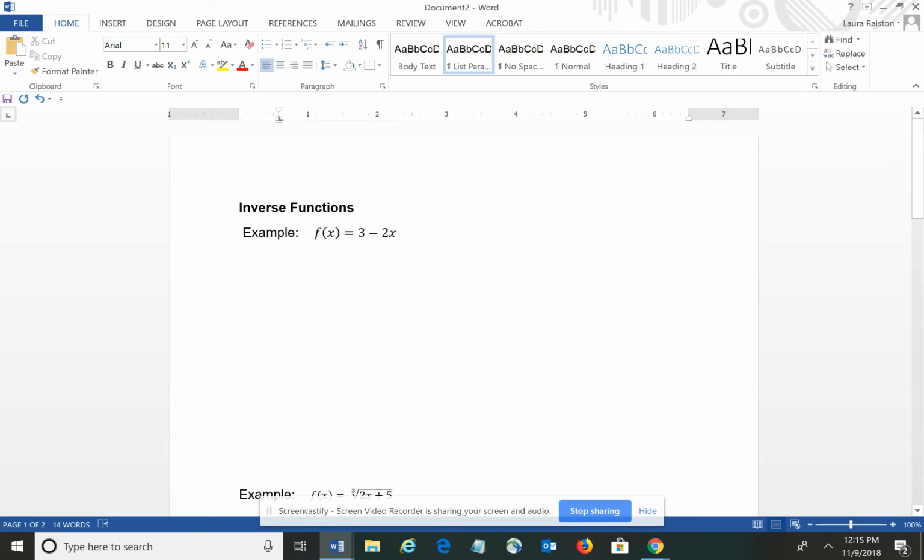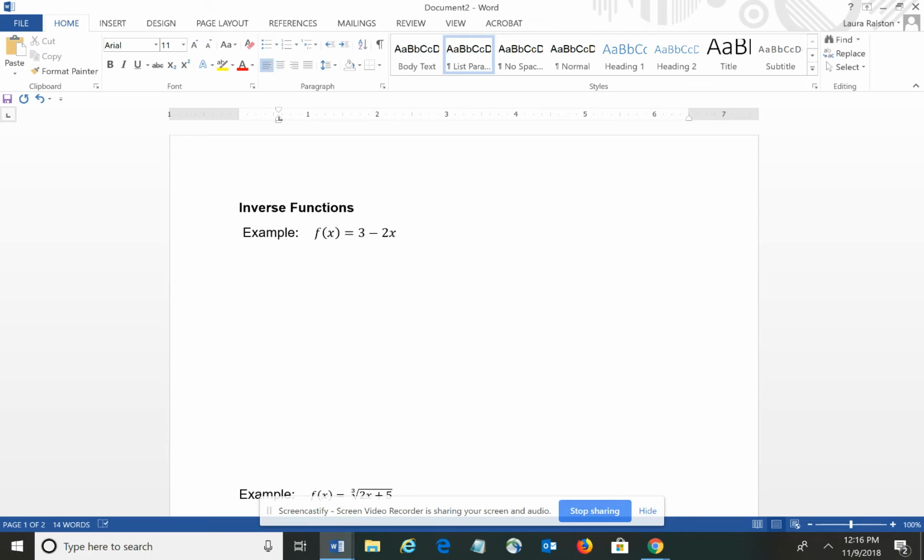This is a continuation of the test 3 review, and we're actually on question number 17 related to finding the inverse of a function. But before we actually work question 17, I want to look at a couple of other examples. In my opinion, question 17 is kind of one of the harder ones, and so they kind of just throw you into it. So I want to start with a couple of simpler examples so hopefully you can get the idea of what we're doing.